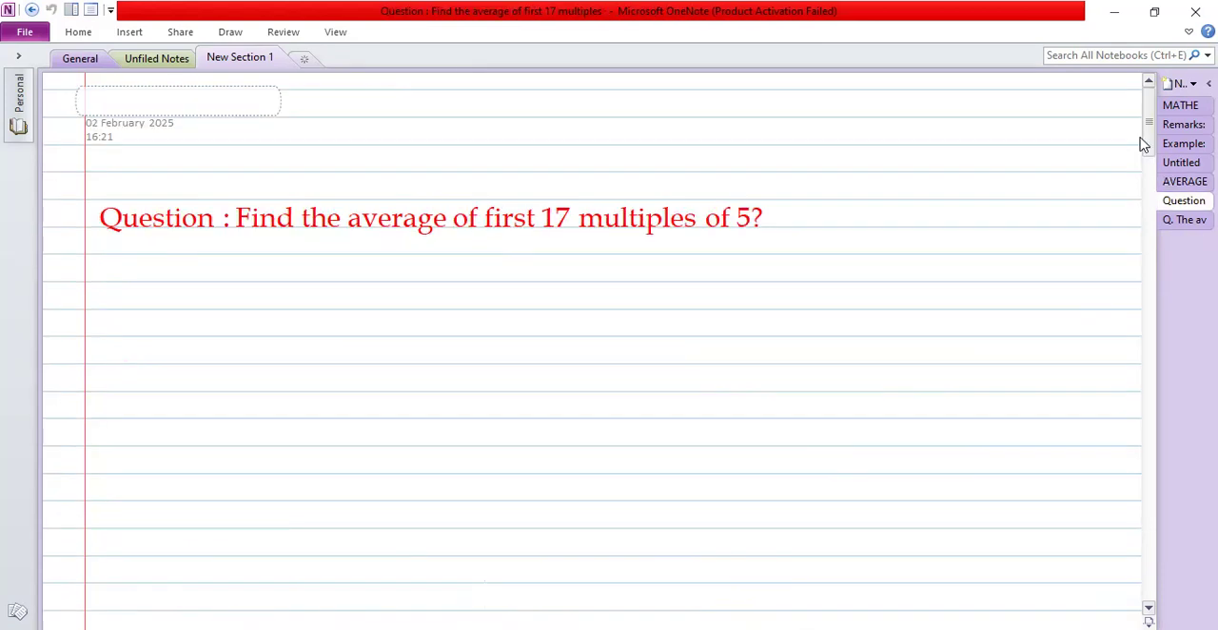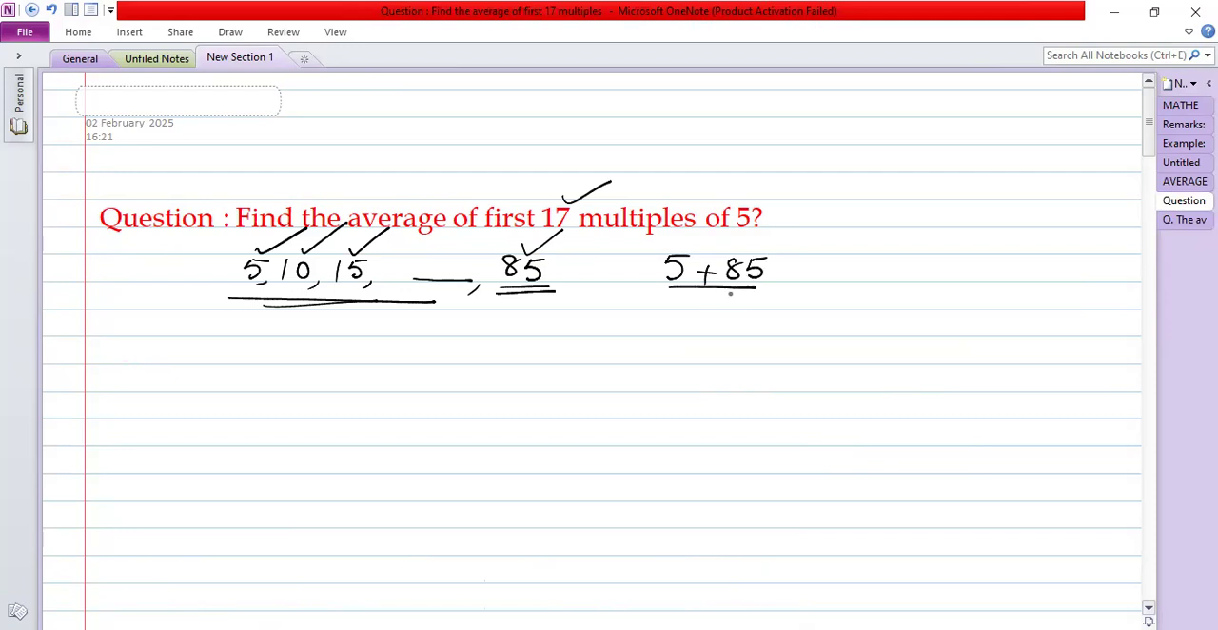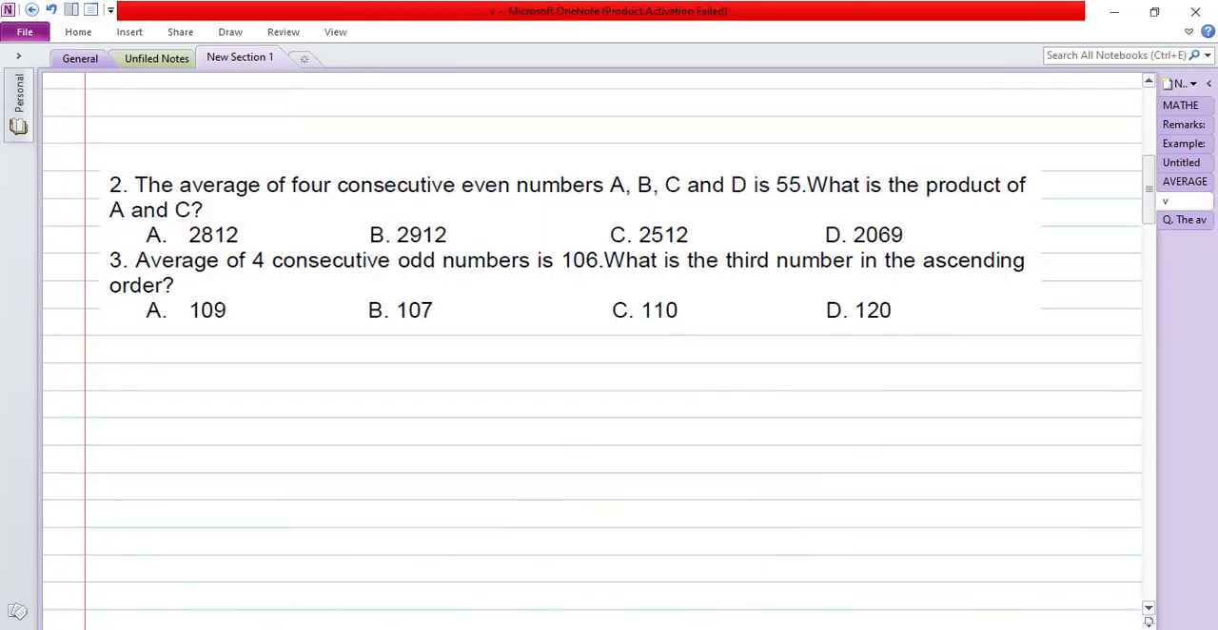Here we have to find the average of the first 17 multiples of 5. So 5, then 10, then 15, going on up to 85. This is the first multiple of 5, this is the second, the third, up to the 17th multiple of 5. Once again, this is in AP. So first term 5 plus last term 85, divided by 2. So this is 90 divided by 2, which is 45. So 45 is the average of the first 17 multiples of 5.